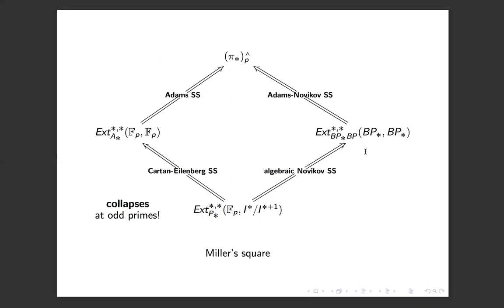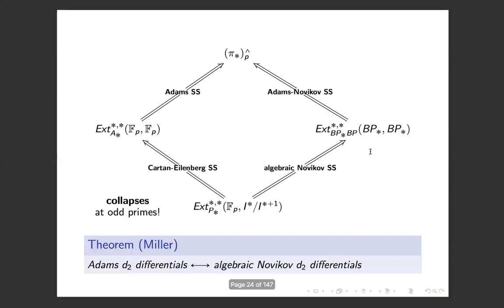So that's not going to be the case at the prime 2, but at all primes, if one can choose to start from the Novikov E2 page, so that's the place we should start with. Moreover, Hans-Miller developed a technique, I guess, that helps us to determine Adams d2 differentials from algebraic Novikov d2 differentials. I should mention that the above two spectral sequences are more topological in nature.